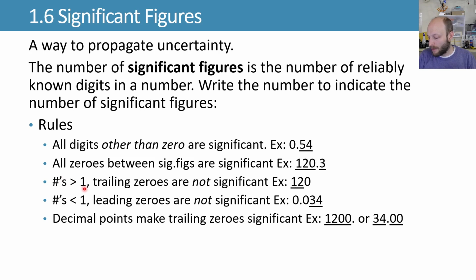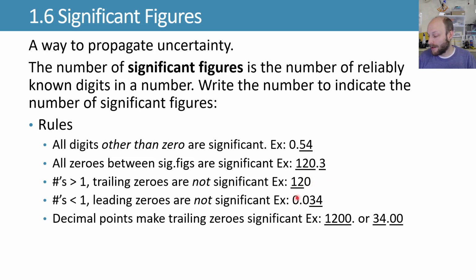For numbers that are greater than 1, any trailing zeros are not significant. And the reason why is because they're just telling you how big the number is. They're not giving you actual precision in that measurement. So here, 120, you don't know that this zero matters or not. So by default, it doesn't matter.